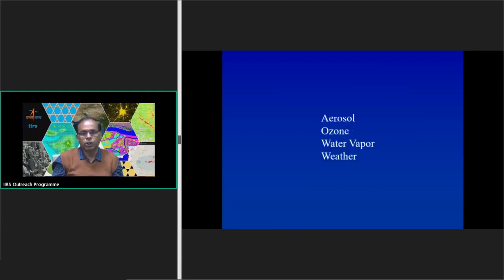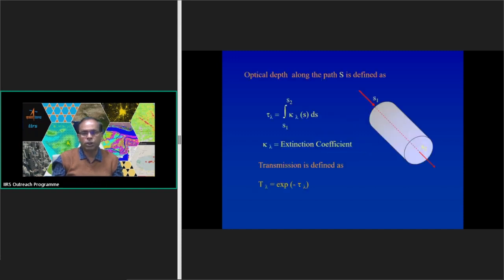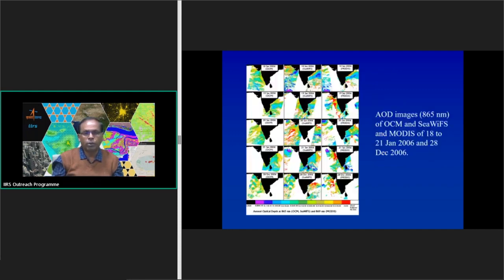And coming to remote sensing of atmosphere, we can find out aerosol optical depth, ozone concentration, water vapor, and weather information. So this is the optical depth of the atmosphere as defined by tau lambda. If you know the extinction coefficient and the atmospheric height from 0 to satellite height, you can find out the optical depth. So we have an AOD image over the ocean.